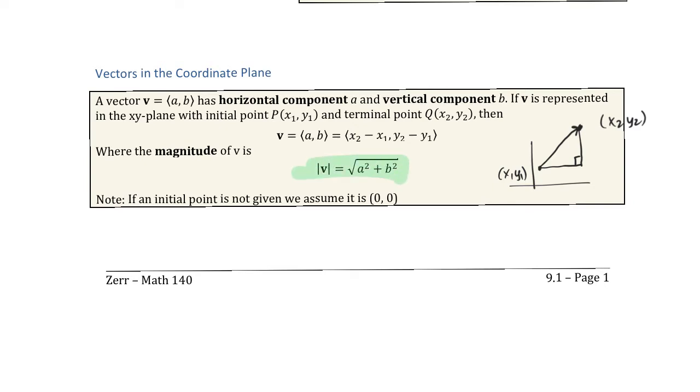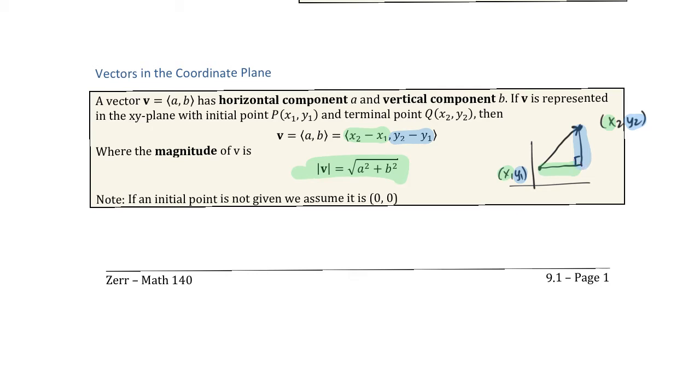And then in terms of where it is, what's the x component of my vector? What's the y component? Well, you just find the difference between your x's. And if you want to know the y component, you just find the difference between your y's.